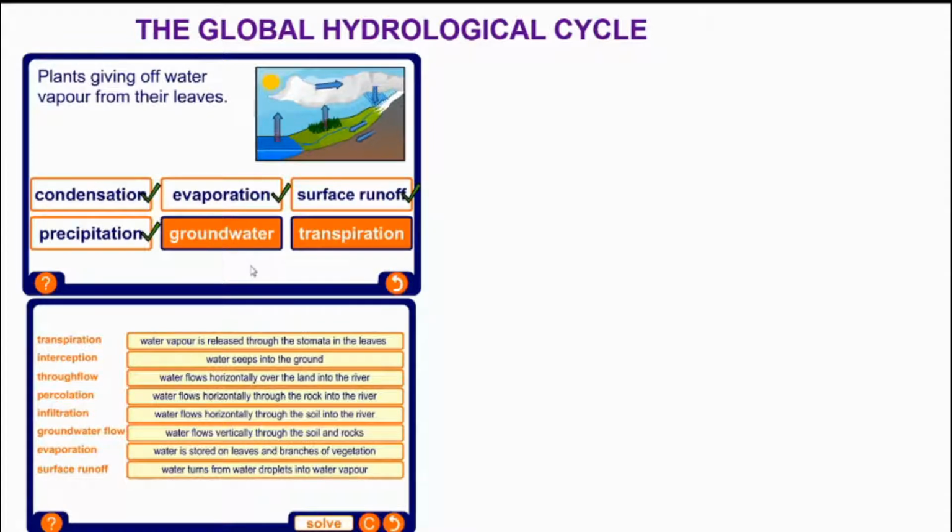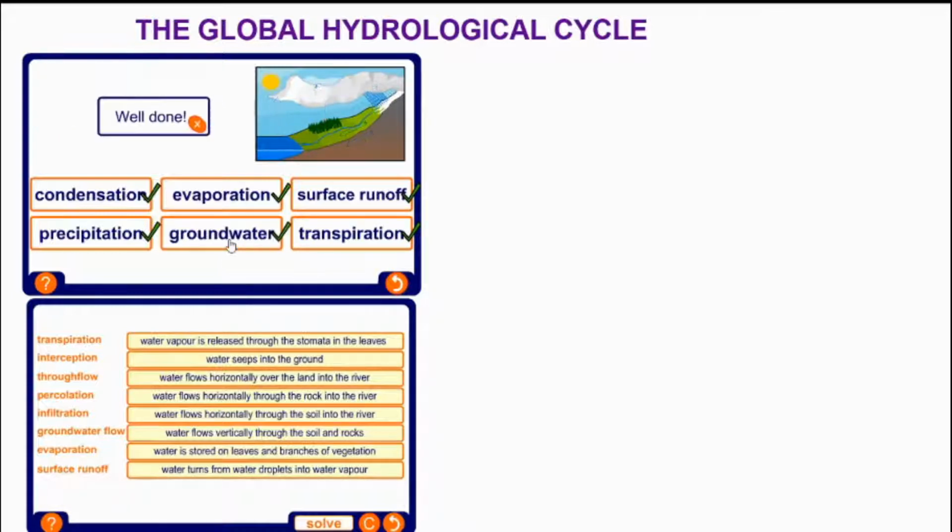Plants giving off vapor from their leaves is known as transpiration. The last one, water that has sunk in through the soil into the rocks below is known as, where is my mouse? Groundwater. Well done, great work. Now let's go to the next part.